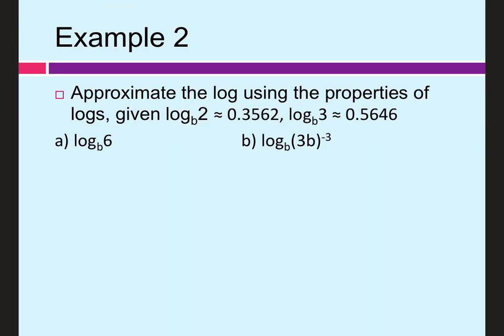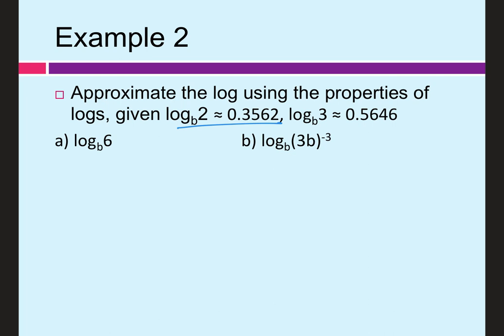This says approximate the log using the properties of logs given. Log base b of 2 is 0.3562 and log base b of 3 is 0.5646. So we have no idea what log base b is by itself, but I do know log base b of 2.